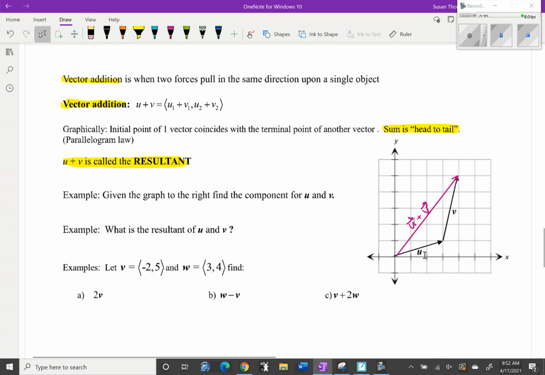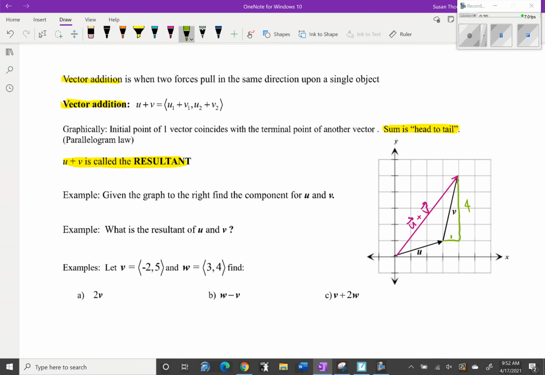And of course, you don't have to add them in this order. So this would be u plus v, but let's say we did v plus u. That's why they call this the parallelogram law, because if you look at the component form of v, our horizontal component is over 1, and our vertical component is up 1, 2, 3, 4.